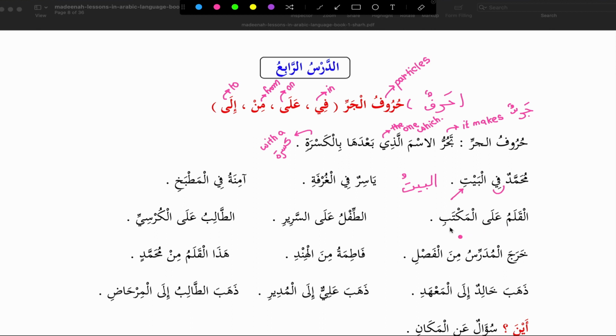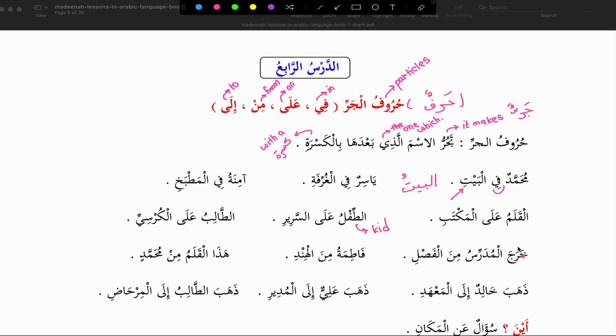Al-qalamu ala al-maktabi. The pen is on the table. Al-tiflu. Tiflu means child or the kid. Al-tiflu ala sariri. The kid is on the bed. Al-talibu ala al-kursi. The student is on the chair.